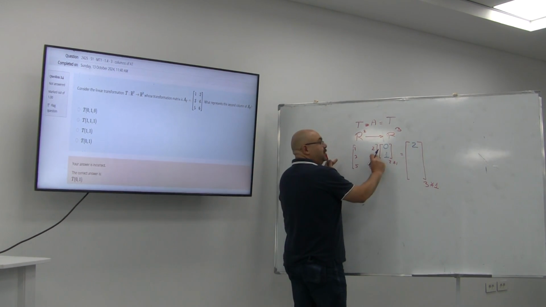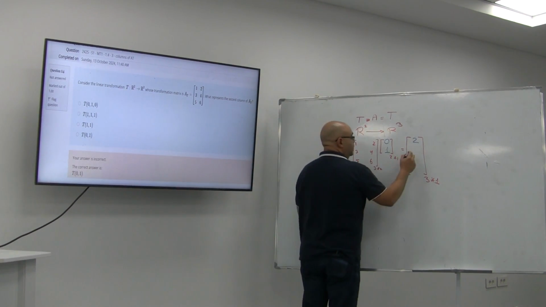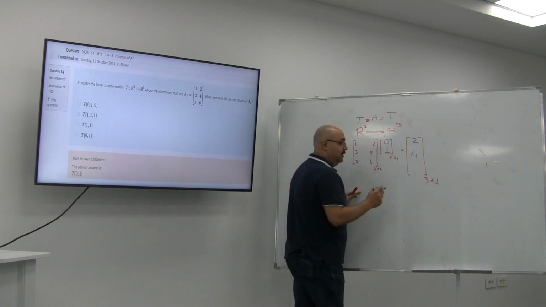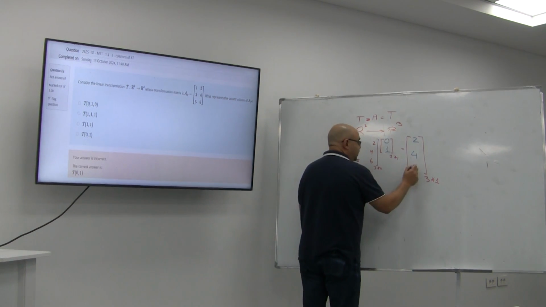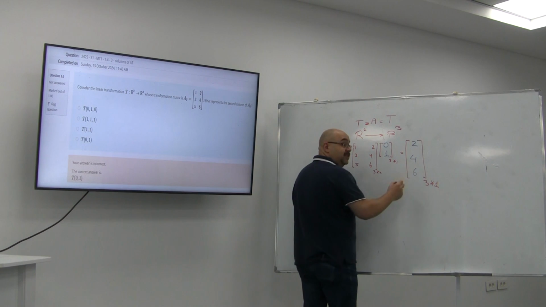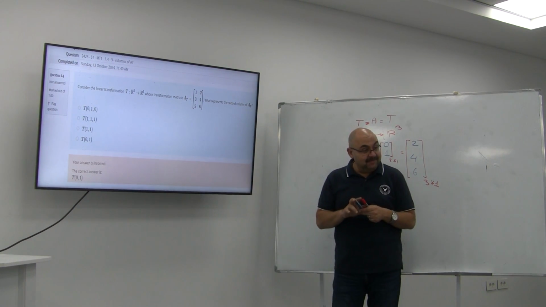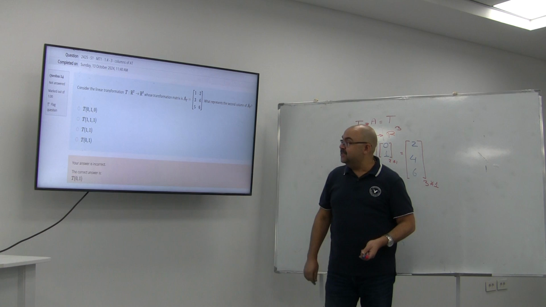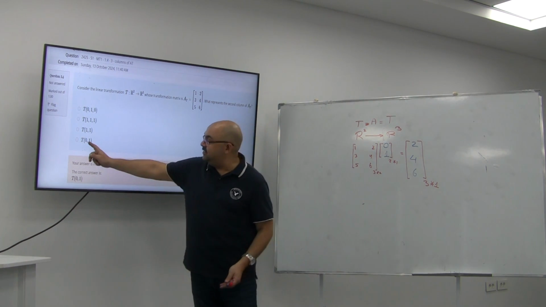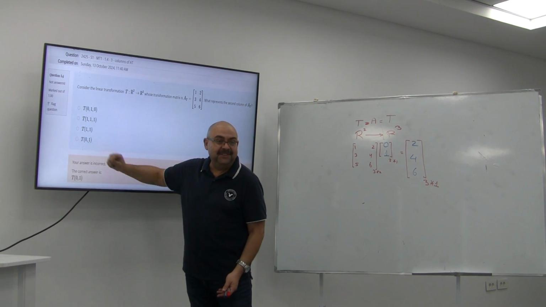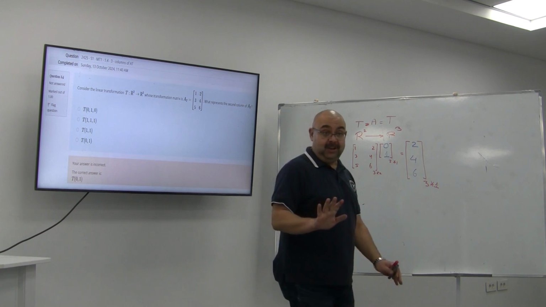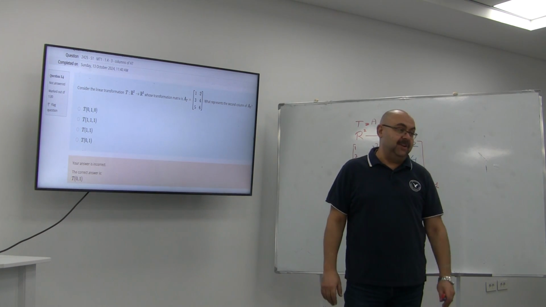So it will be 2. Take the second row, 4, multiply it. So the second row will be 4. Take the third one, 6. So it's 2, 4, and 6, which is the second column of the transformation matrix. So the result is really very simple, which is 0, 1. If I want the same question, if I want the first column, the result will be 1 and 0.